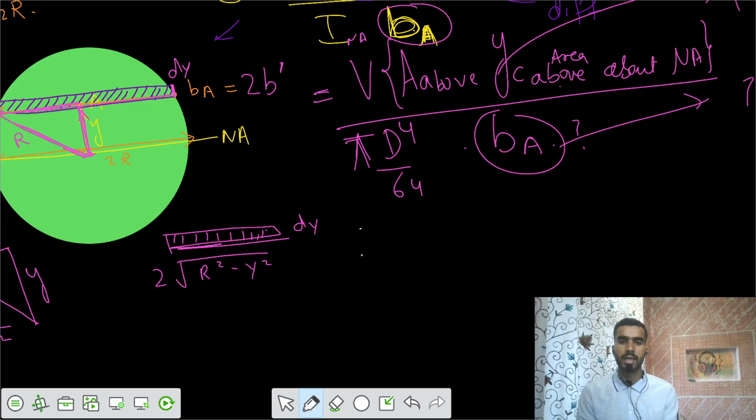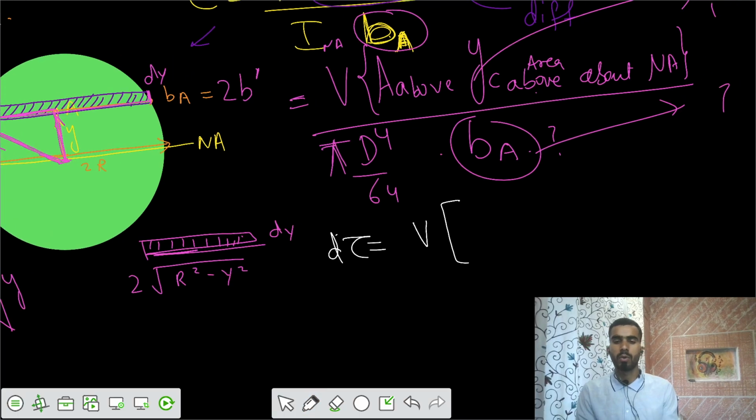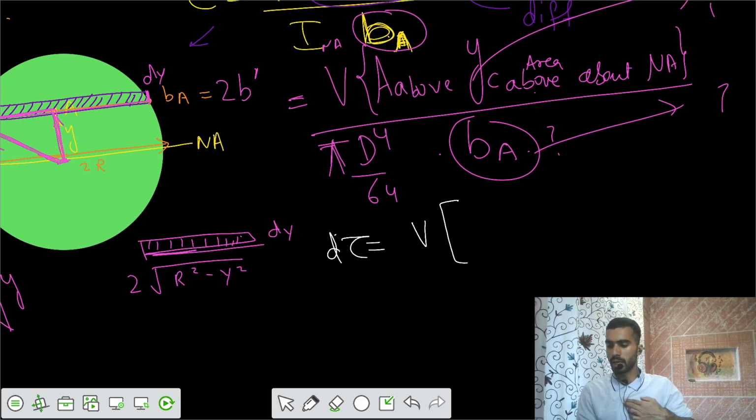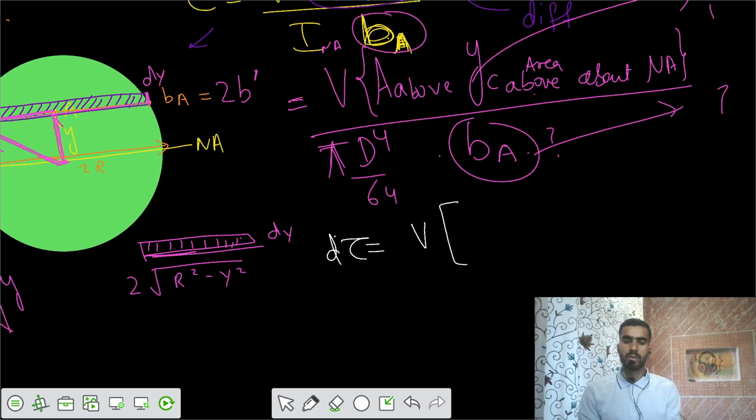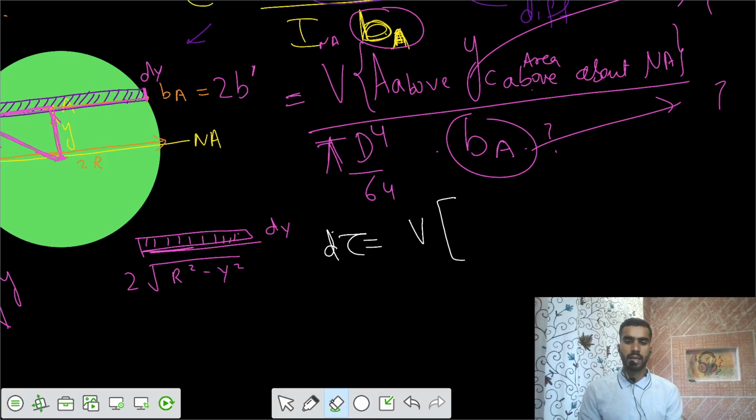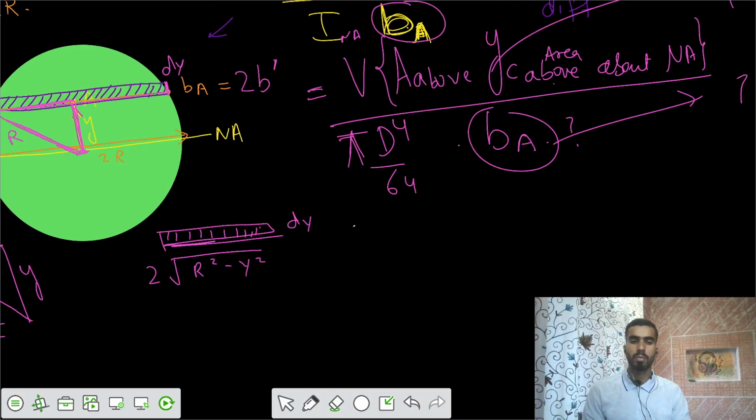So I would write the shear stress. That small shear stress would be equal to V times the area above that point A. Let's say in this way. Let's first calculate the first moment of area properly.